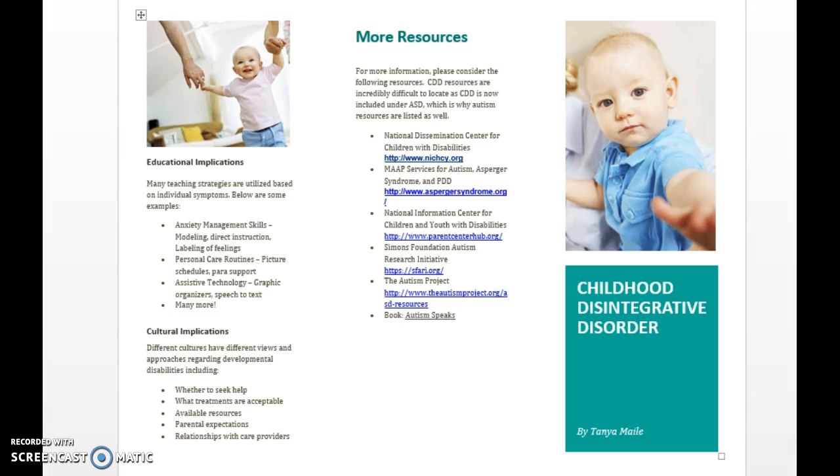So for anxiety management skills, teaching strategies might include modeling, direct instruction, check-in symptoms, labeling of feelings, etc. And for personal care routines, they could include picture schedules, para support, student checklists. For assistive technology, there are speech-to-text or text-to-speech options, as well as graphic organizers and many others. And these are just a few examples. There are lots of teaching strategies available.